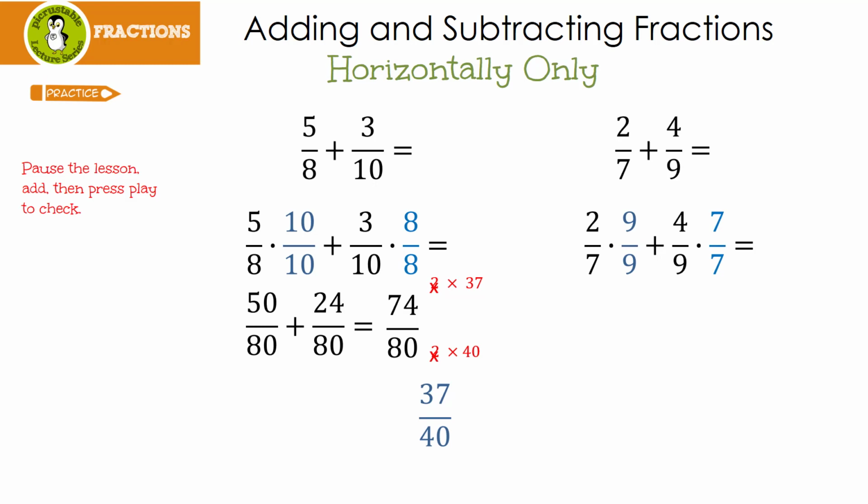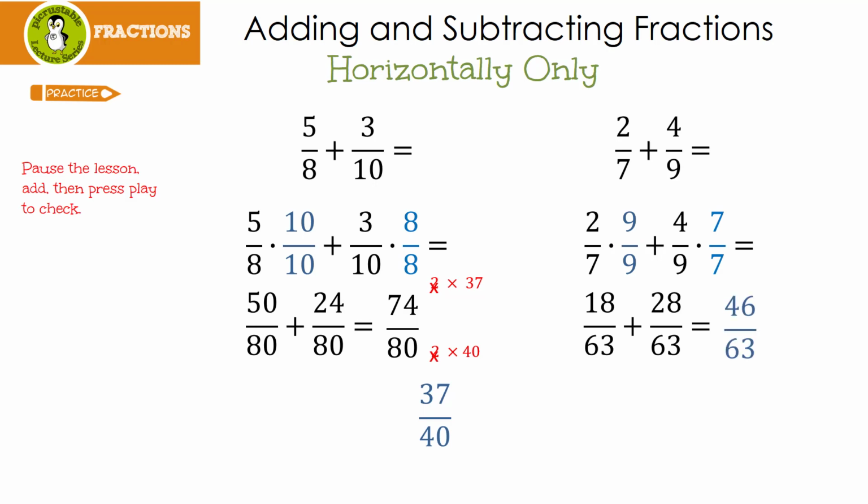Once again, I multiplied each fraction by the other denominator. That's why I have 2/7 times 9 over 9 plus 4/9 times 7 over 7. When I multiply, I get 18 over 63 plus 28 over 63. Wah! Common denominator. I just love it. It makes our lives easier.